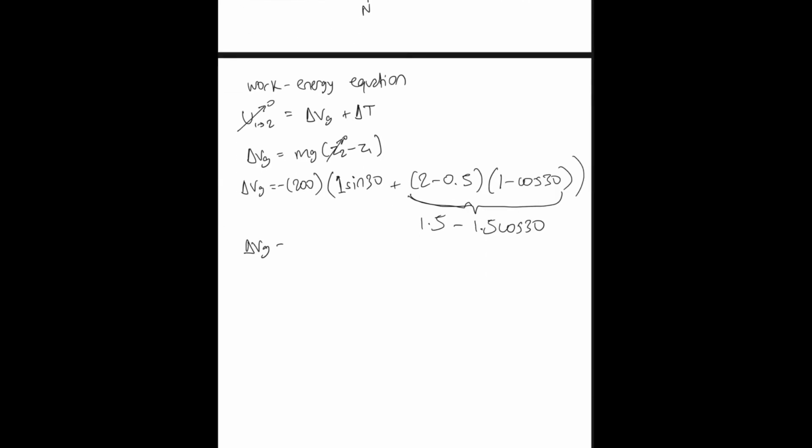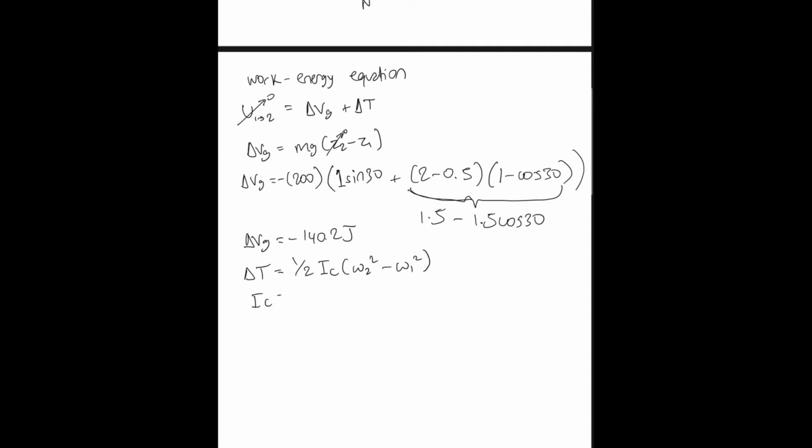So once we found that and plugged in our known values, we get Vg is equal to minus 140.2 joules. Now for our kinetic energy, we know it's half IC times omega 2 squared minus omega 1 squared. Now our IC is going to be equal to m times k squared plus r squared. This portion is the radius of gyration, and this portion is for the radius of the wheel.